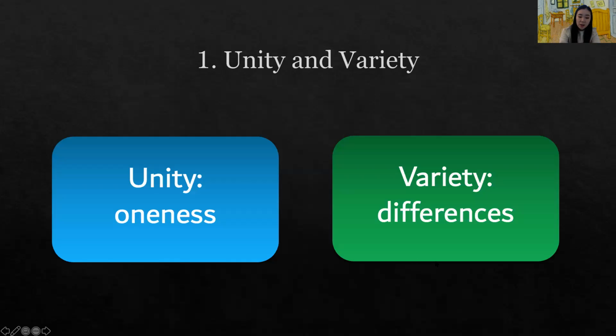So unity is the sense of oneness, and variety is the differences in art. So it looks like totally opposite concepts. However, all artworks include unity and variety together.